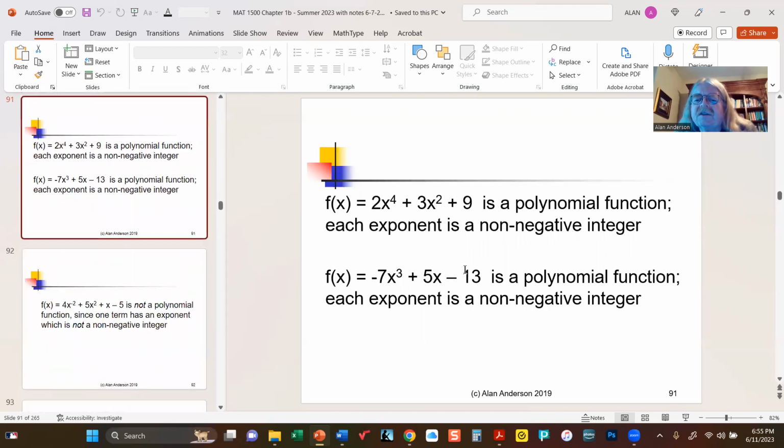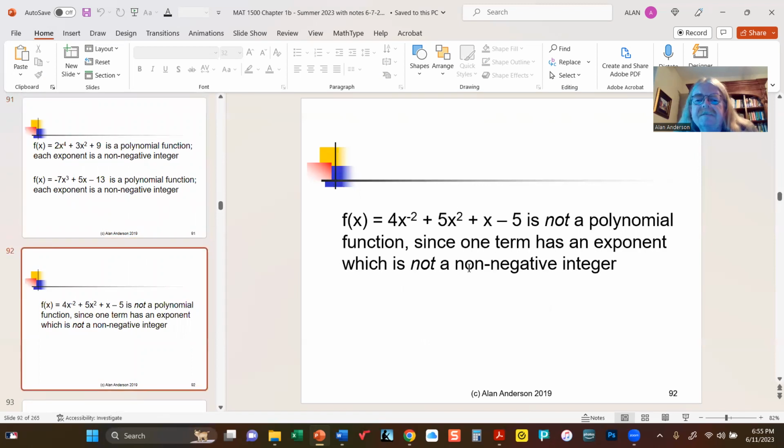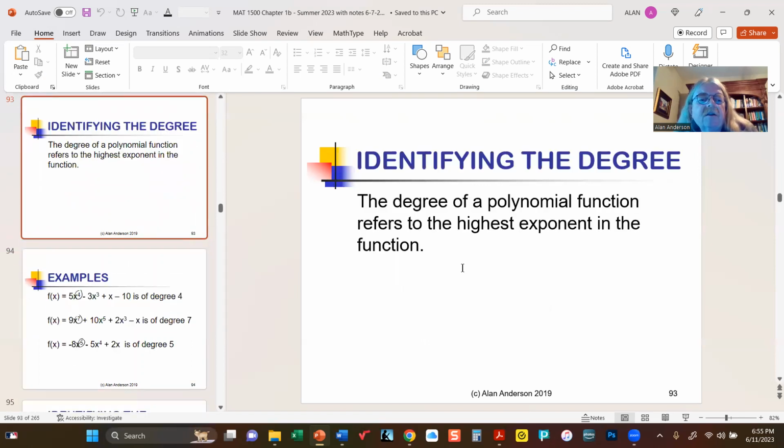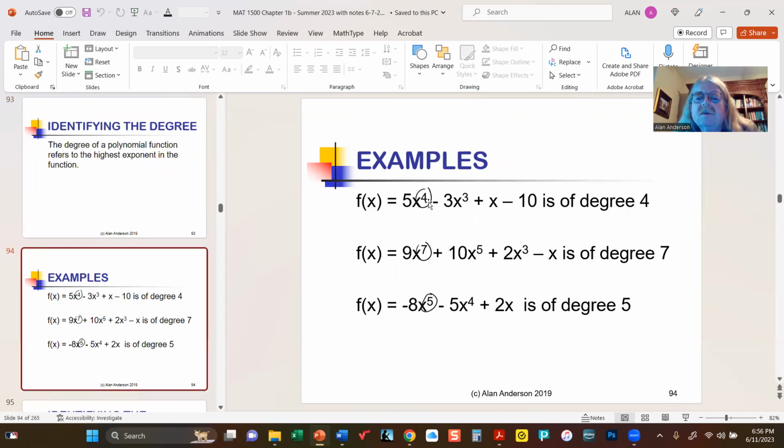But this is just the explanation for the same ones. Okay. Sorry, let's jump ahead. Now, here's some terminology. The degree of a polynomial is the highest exponent that we find in that equation. For example, here, this one is said to be of degree 4. This one is of degree 7. And this one is of degree 5.